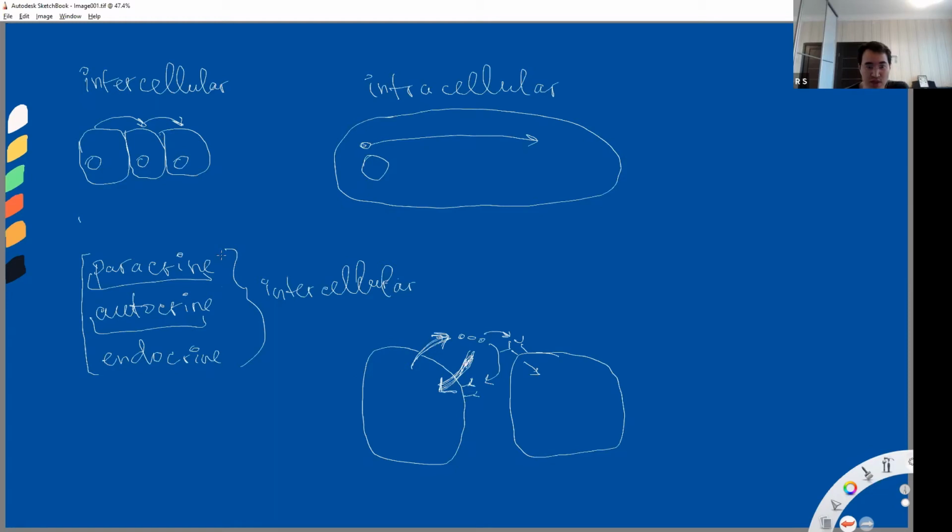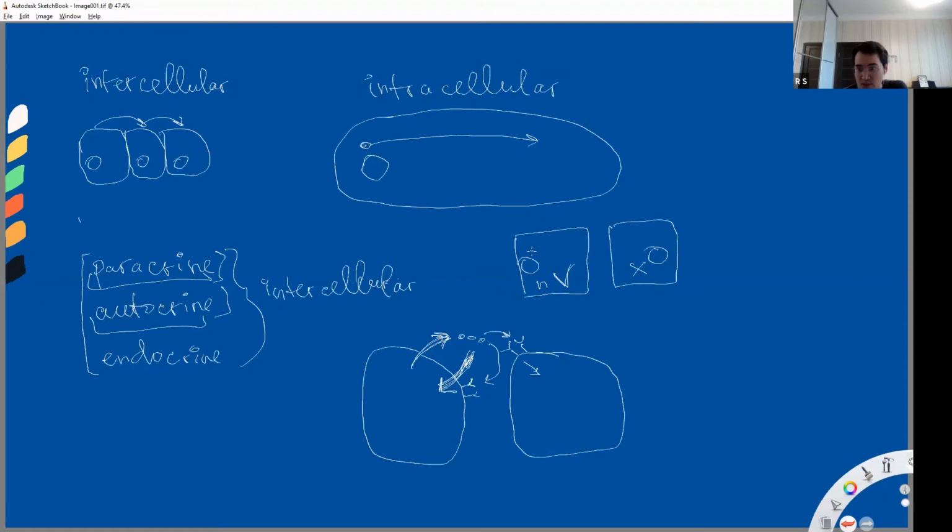So this is paracrine and autocrine. And if you think about the transportation itself, so intercellular. Let's say one cell produces the nutrients that the other cell does not produce. So we have nutrients plus and nutrients minus, for example.